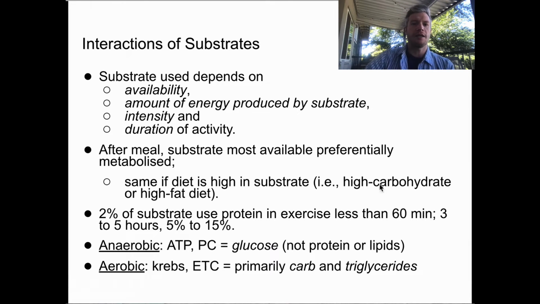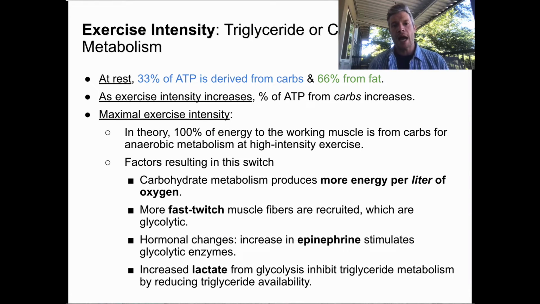Again, as far as availability and the amount of energy that each can contribute, we spoke to that a little bit already, but let's dive into how intensity and duration affect the use of either carbohydrates or triglycerides, in particular with the aerobic energy systems. We can see here when we're at rest, which is probably your state right now, we get about 1/3 of our energy from carbohydrates and 2/3 from fats. That 2/3 coming from fats is again just at our resting state.